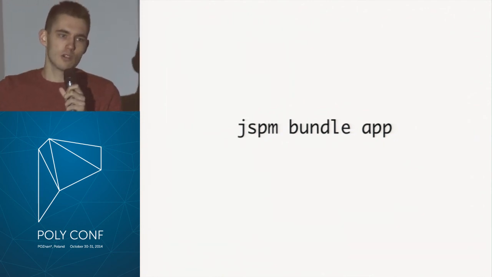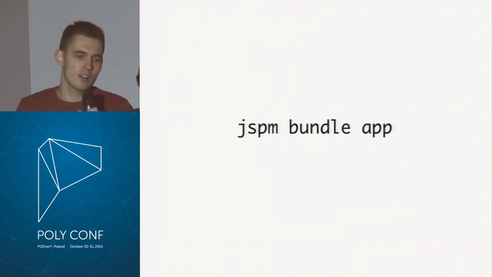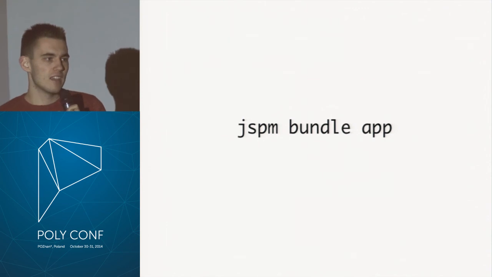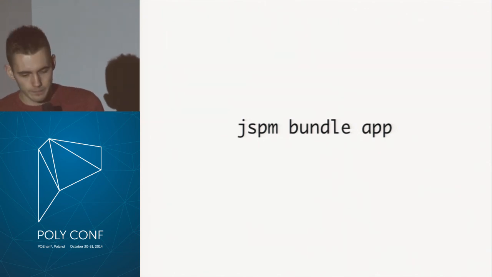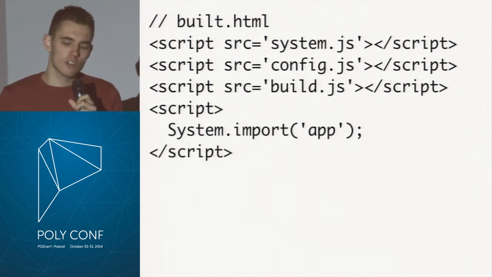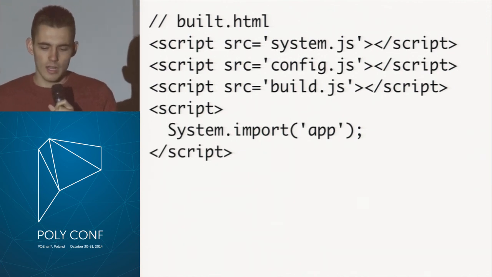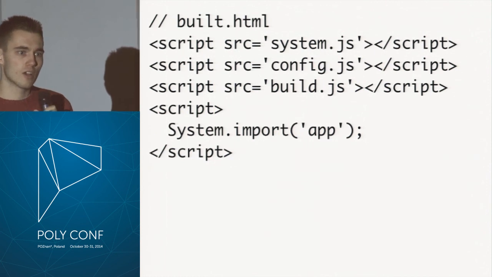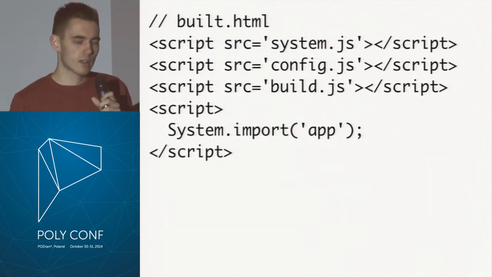You can give it your main app.js file. It will go from there, figure out all the dependencies, and minify it all into one file for you. It will spit out build.js. You put that into an HTML file along with System.js and the config, and then it will all work.